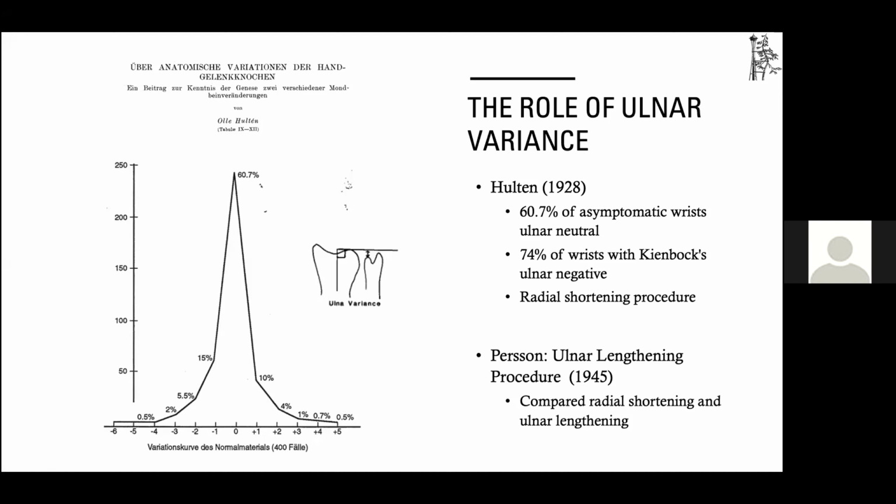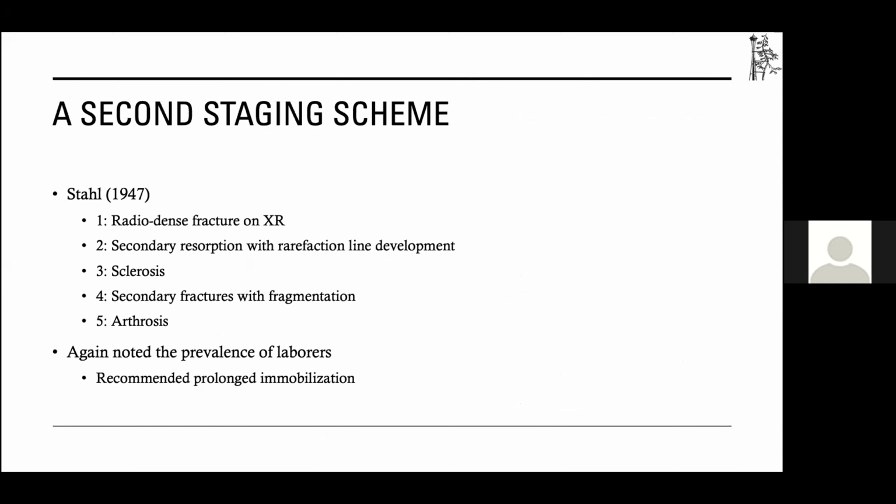Then in 1945, Persson added another procedure to the surgical armamentarium by adding an ulnar lengthening osteotomy. He compared his ulnar lengthening procedure with 3 radial shortening procedures and found that he developed either non-unions or pseudoarthroses in all of his radial shortening procedures, leading him to move away from radial shortening and favor ulnar lengthening. It is worth noting, however, that his fixation was simply cerclage wires, so likely his findings were due to inadequate fixation of his osteotomies.